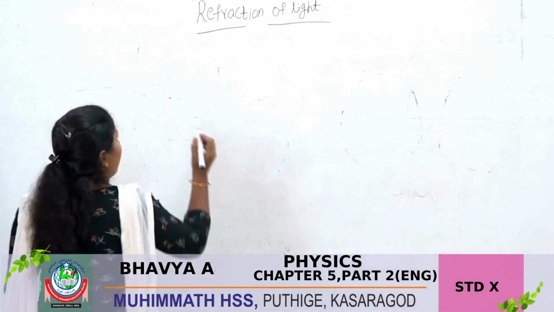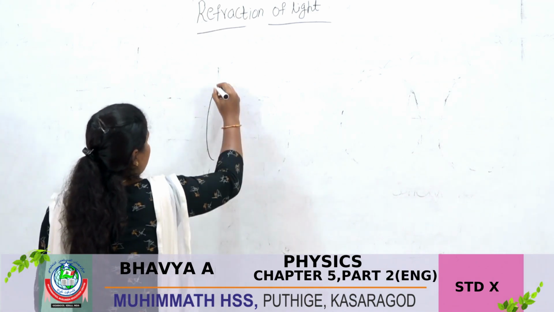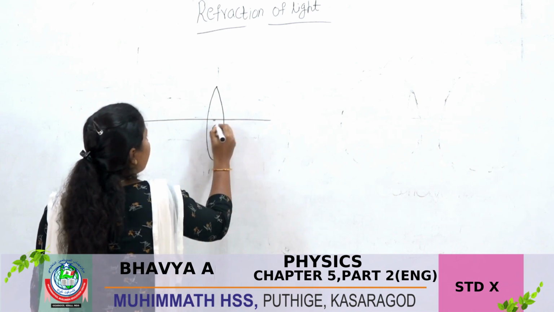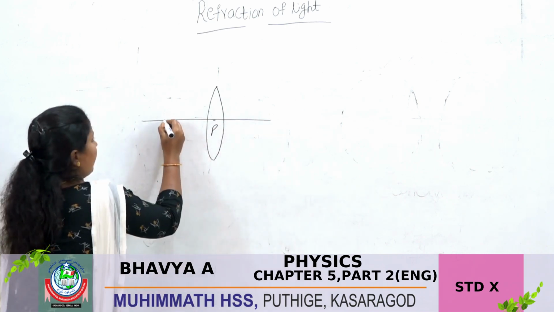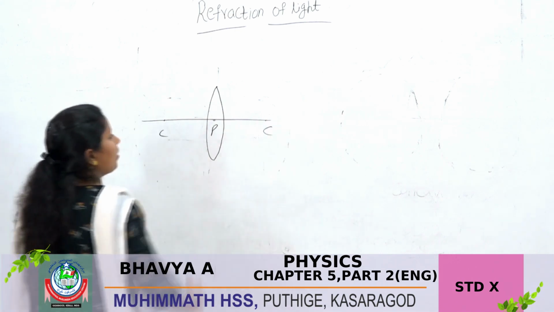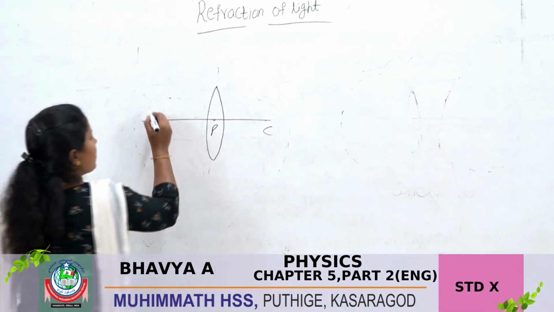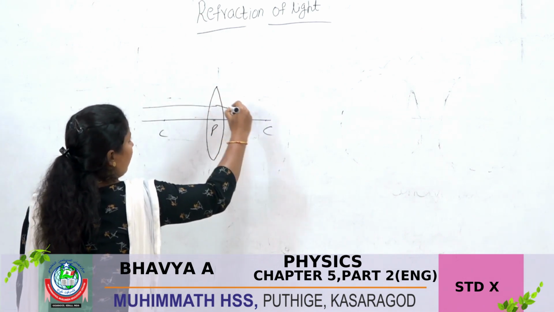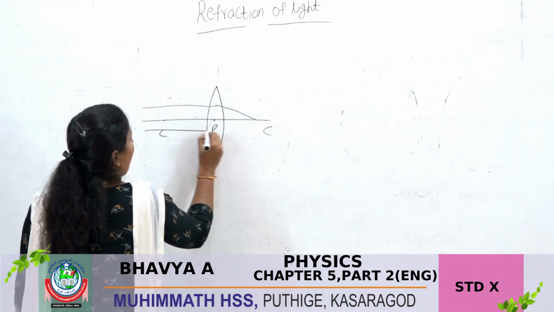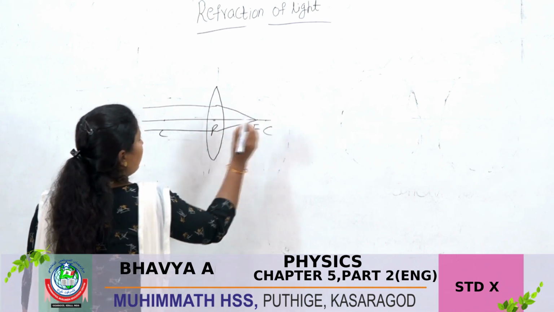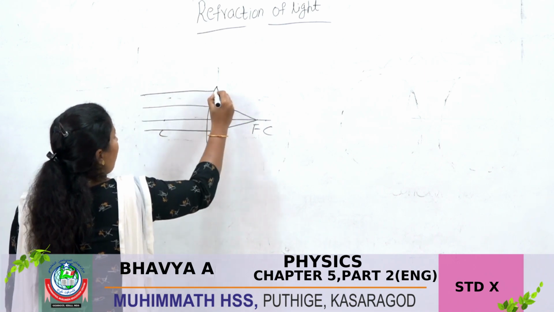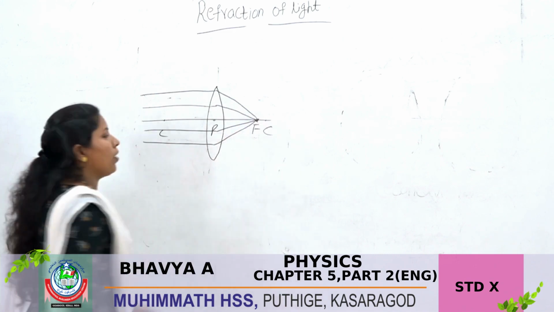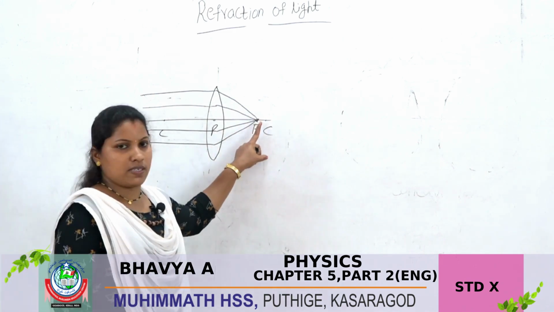So here in a convex lens, this is the principal axis, this is the optic center, this is the center of curvature C. When a ray of light passes parallel like that, after refraction they coincide at a point. This point is called the principal focus. This point where they combine together is called the focus.